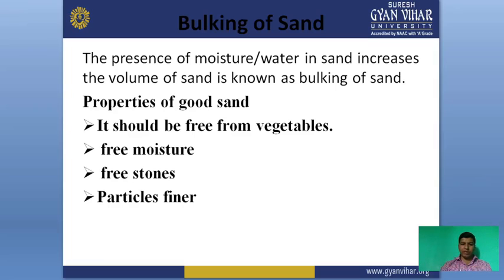The good properties of sand are: it should be free from vegetation like grass, etc. It should be free from moisture, and free from stones and other fine particles. These are the properties of a good sand, which is usually preferred in mortar for the plastering process.